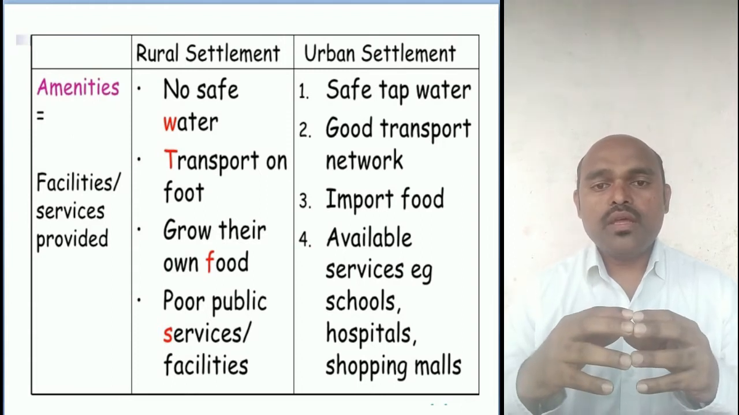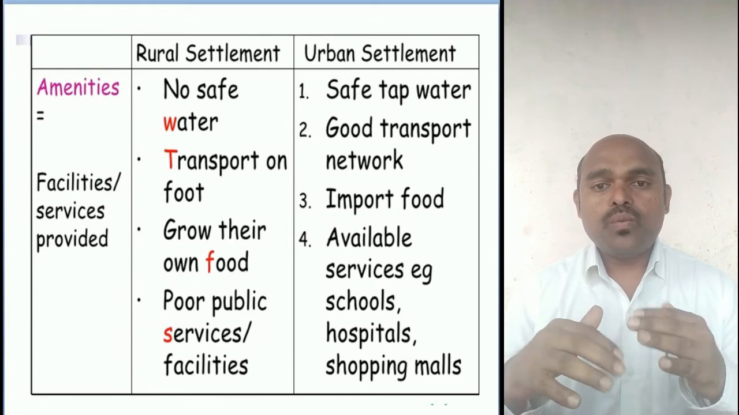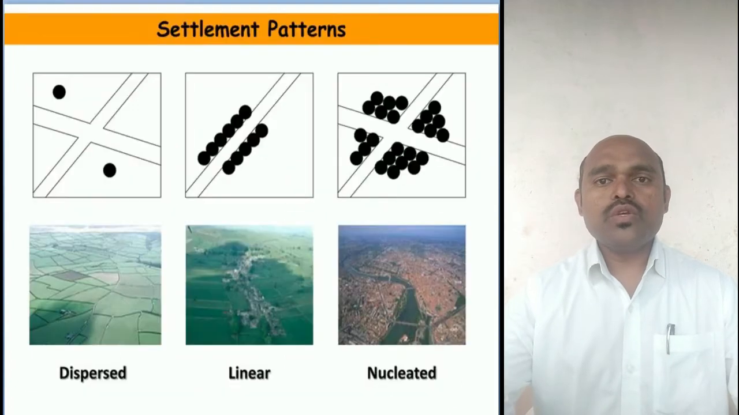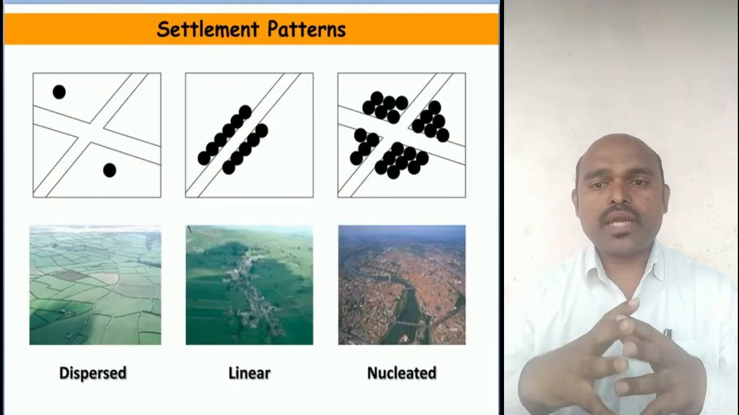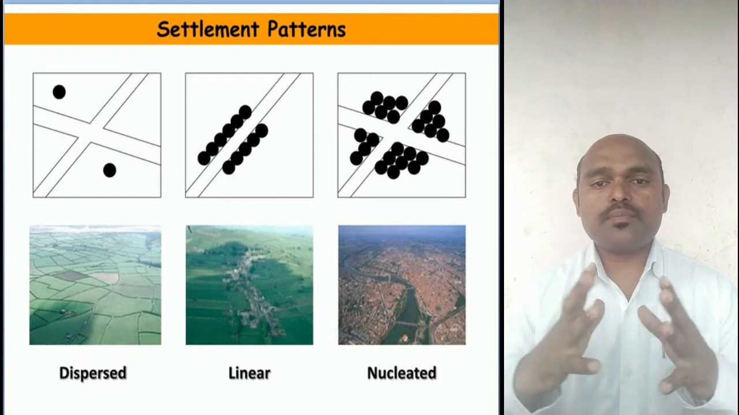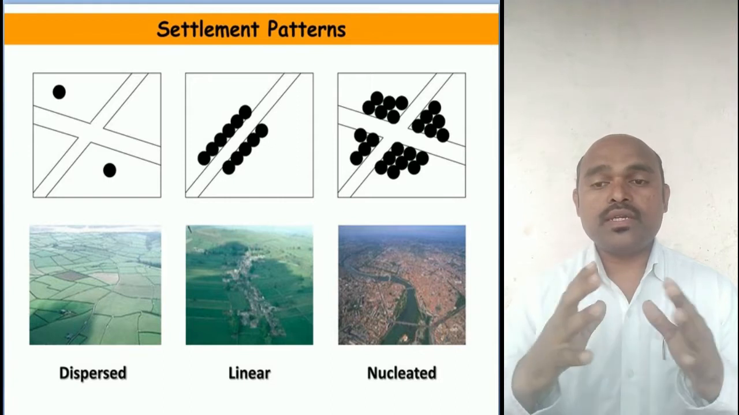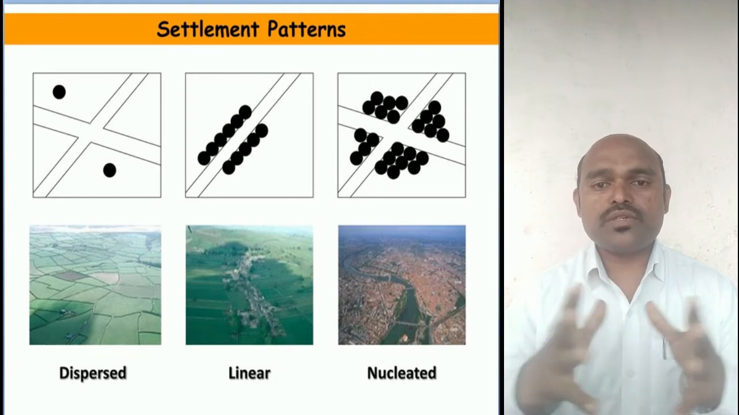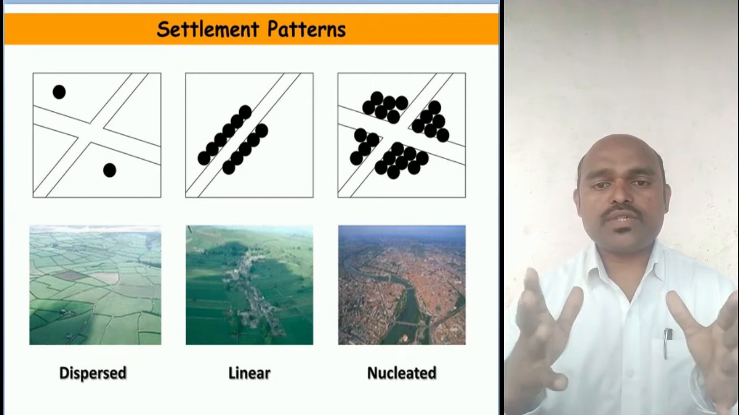Now what are the types of the rural settlement? Let us understand the settlement patterns. There are three types of settlement patterns. You can see here: dispersed, then the linear settlement pattern, and the nucleated settlement pattern.